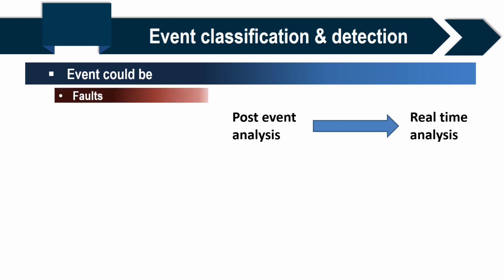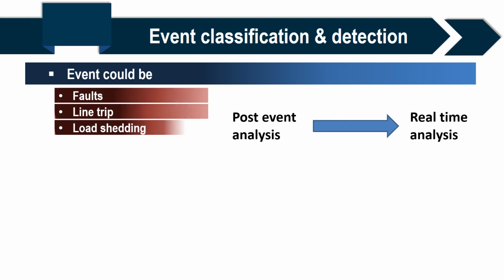Events could be a fault, it could be because of a line trip, it could be because of load shedding, it could be because of a change in oscillation. Pre-smart grid, most of these events were analyzed after the fact. That means when that event had happened, the system gets the information that there was an outage in this area for this much duration. Similarly, the system will get information through various means, including manual updates, that there was a fault in this line. And then engineers would sit and try to figure out as part of post-event analysis.